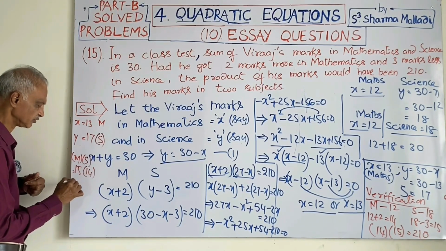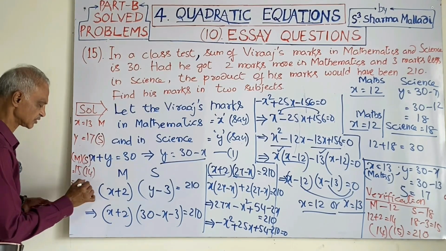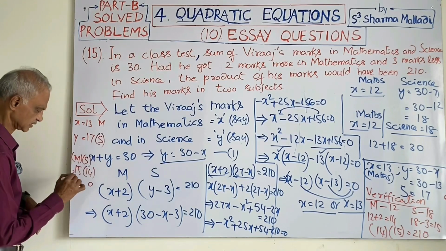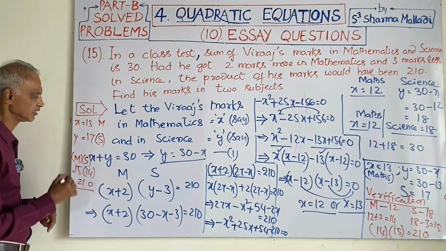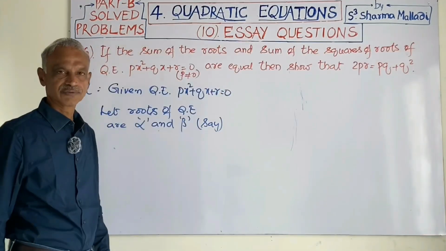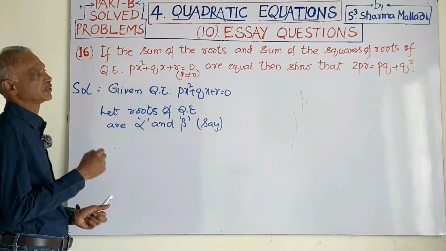The product of these 2 marks must be 210. 15 4s are 60 and 15 1s are 15. 15 plus 6, 21. As he got 210. Both answers are true.